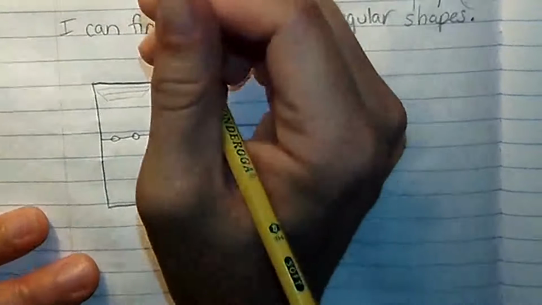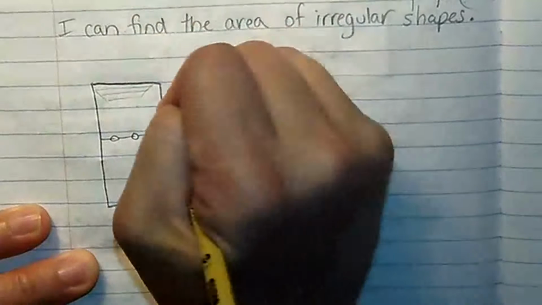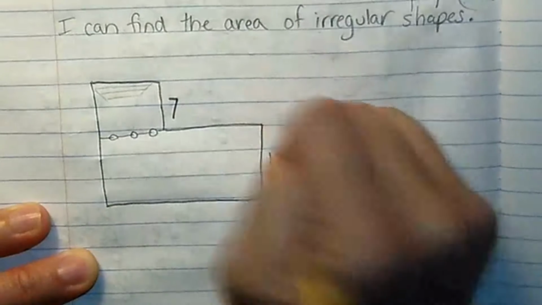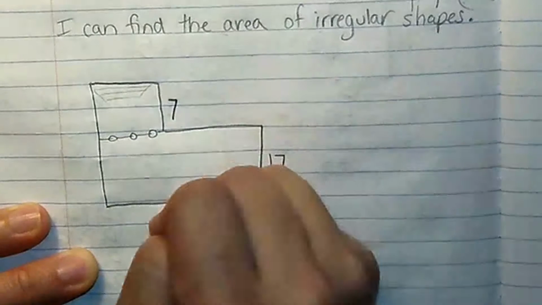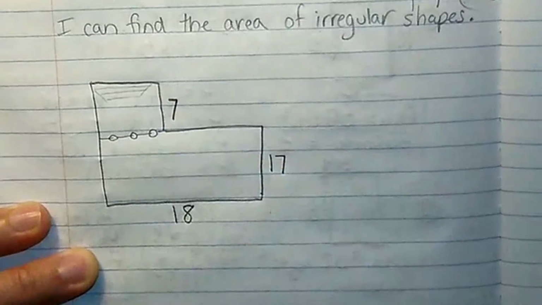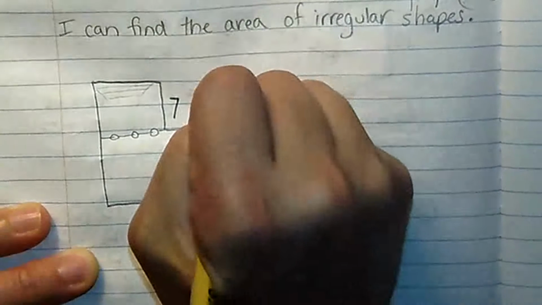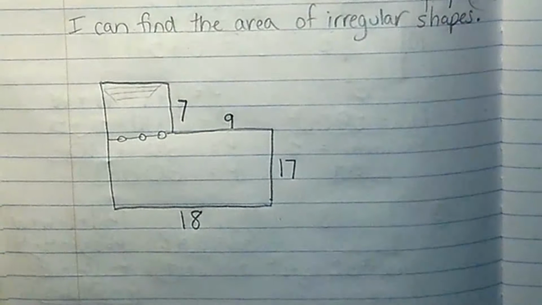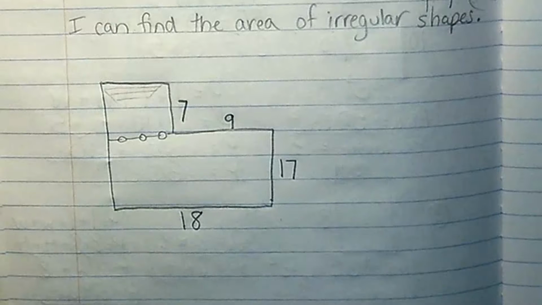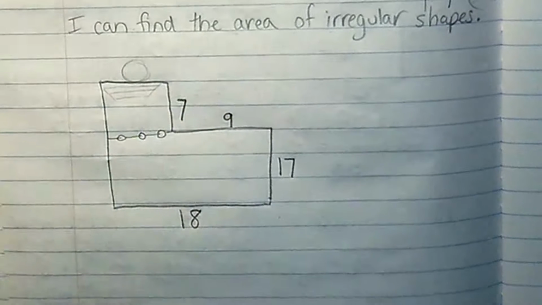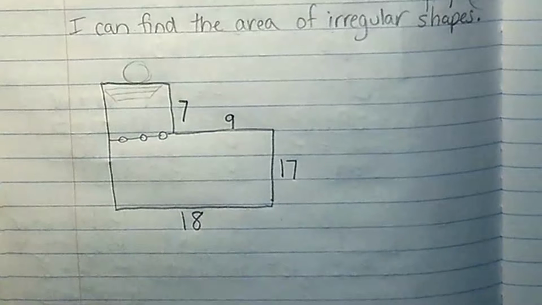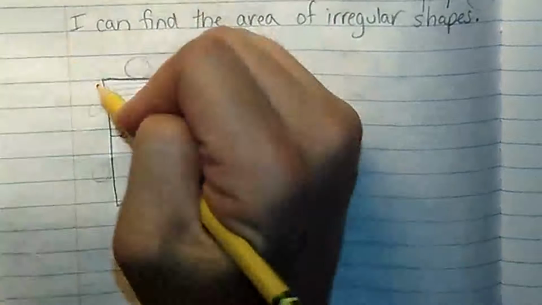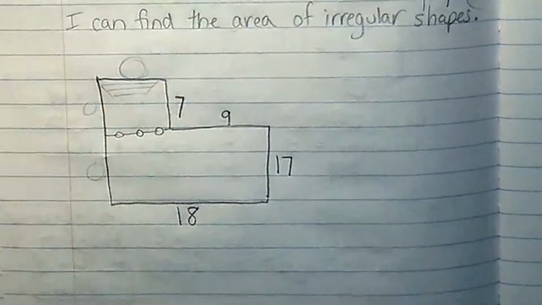And all that I know is I know that this side is 7. I know that this side is 17. I know that this side is 18. And I know that this side right here is 9. Well, that does not look like enough numbers for me. I wish that I had a number up here. And I wish I had a number over here. Maybe right here too. Or maybe this whole length would get one number. Well, let's see what we do have.